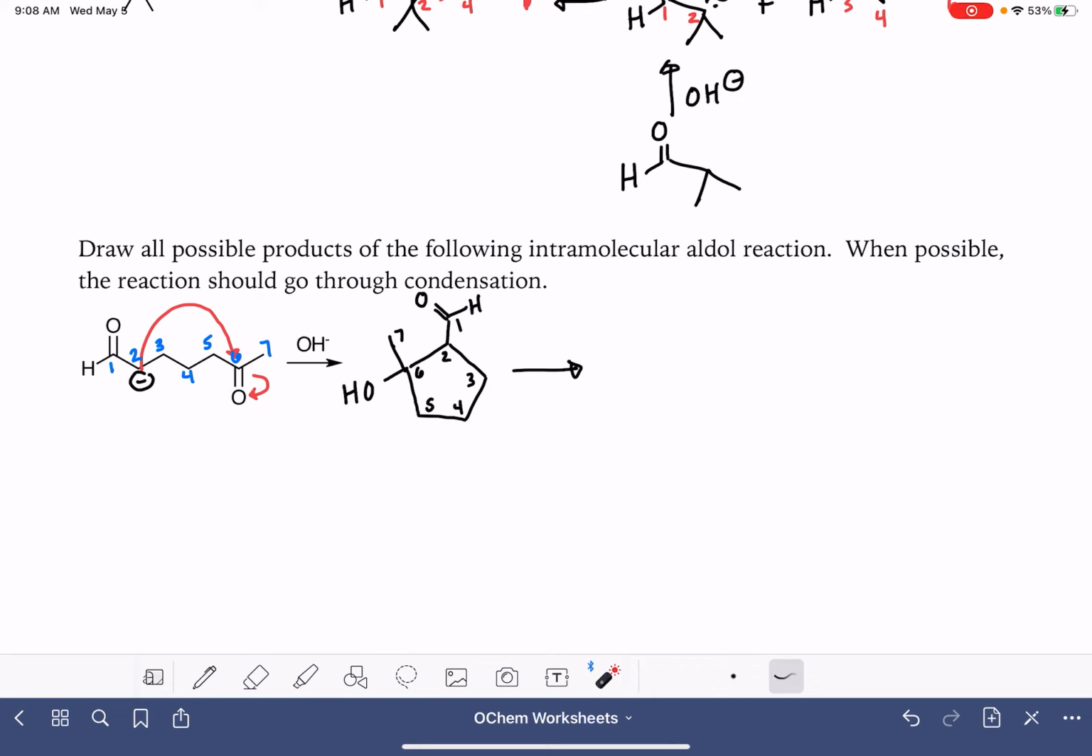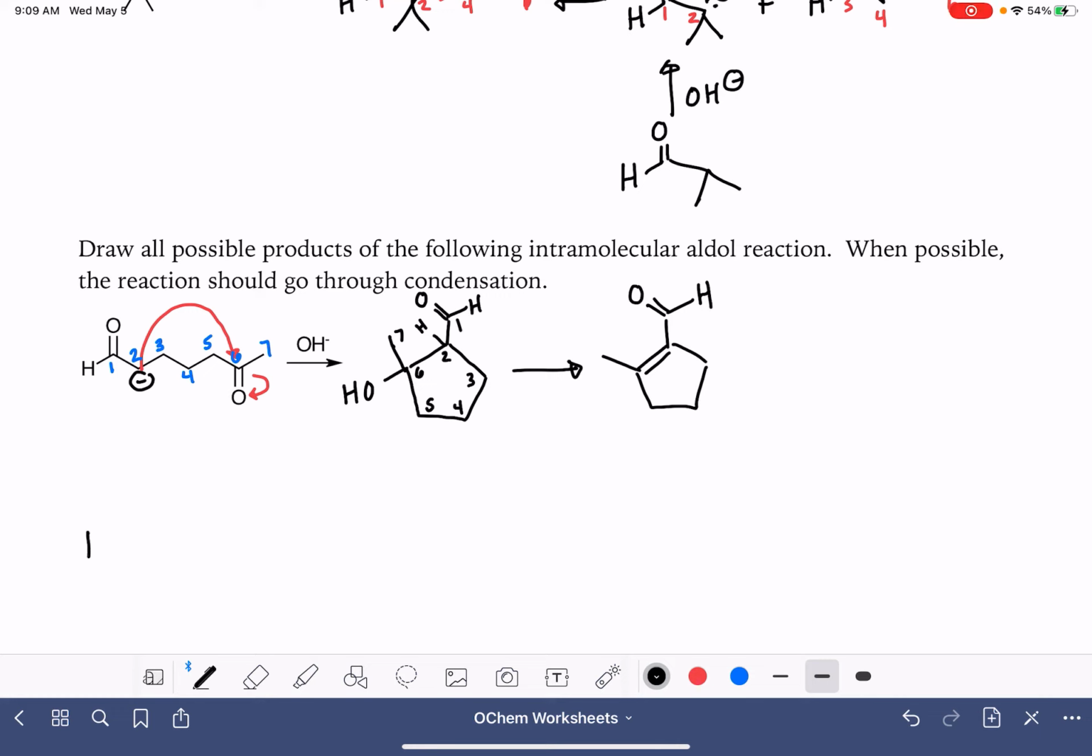Now the next thing that we want to do is think about condensation. So in order to do this, we want to find our carbonyl carbon. We want to look at our alpha carbon. We want to ask ourselves whether or not there's a hydrogen on it. There is. And since there's a hydrogen on it, we can undergo a condensation reaction where we remove the hydrogen and the OH and we make a double bond. In this case, that double bond is going to go in between carbon 6 and carbon 2. So it's going to look like this. This is one possible product.